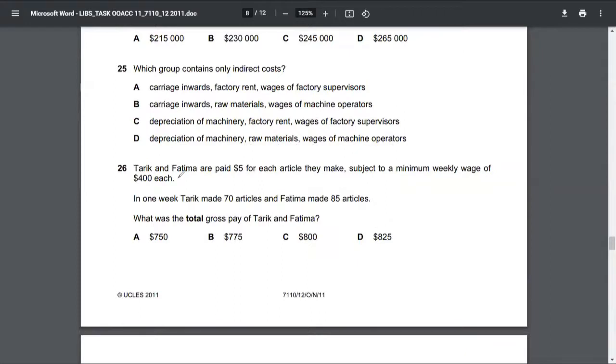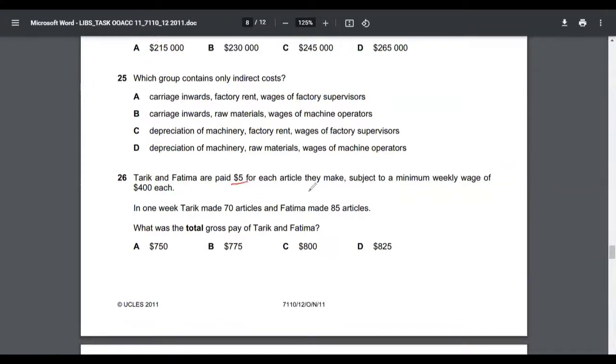Multiple choice 26. Tariq and Fatma are paid $5 for each article they make, subject to a minimum weekly wage of $400 each. So their minimum wage is $400 a week for each person. In 1 week, Tariq made 70 articles and Fatma made 85 articles. What was the total gross pay of Tariq and Fatma? So we need to calculate the total pay of Tariq and Fatma.